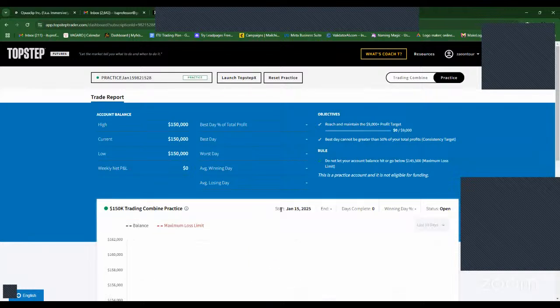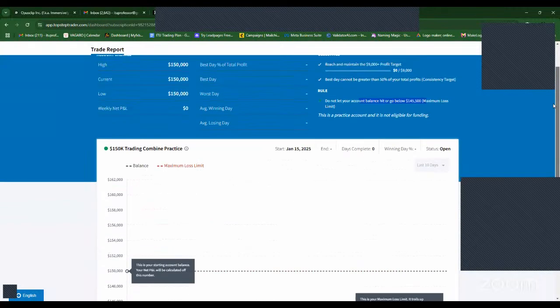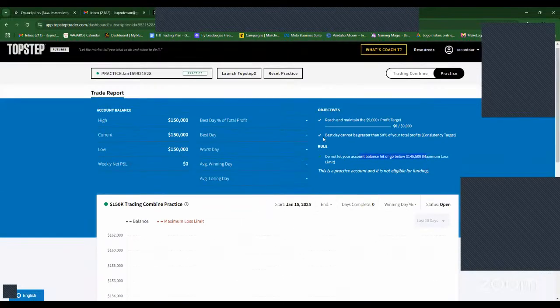And it'll switch over and boom, it'll be blue and you'll have a 150K practice account and you can test yourself. It gives you a goal target of 9K, same consistency target, right? You cannot make more than 50% of the total profits in one day. So for this, let's say it's 9 grand, you can't make more than $4,500 in a day. Don't let your account balance go below 145,500 bucks. Okay, cool, so I've got a 4,500 cushion. And you get to practice until you feel comfortable to go back to your combine.